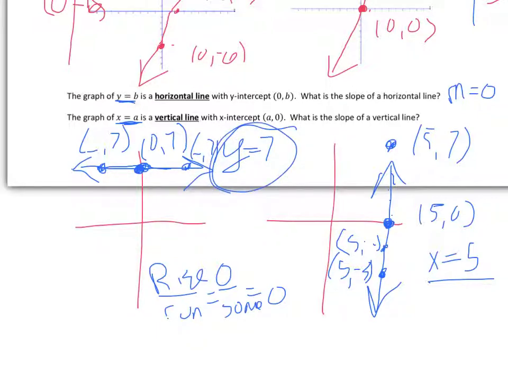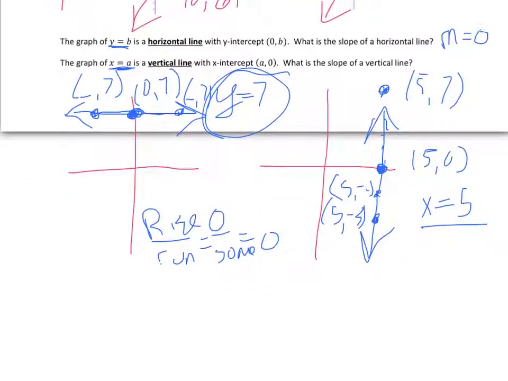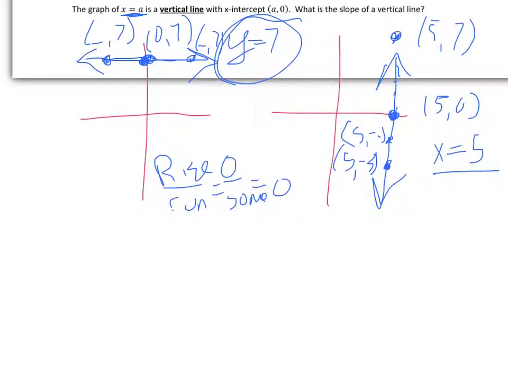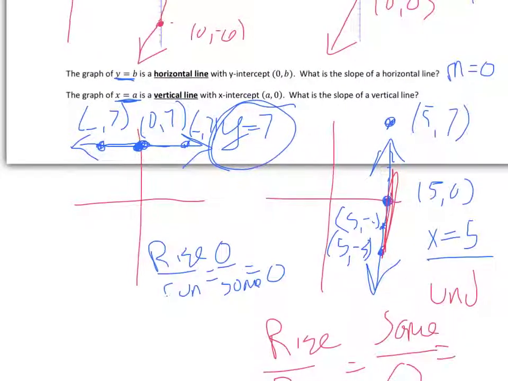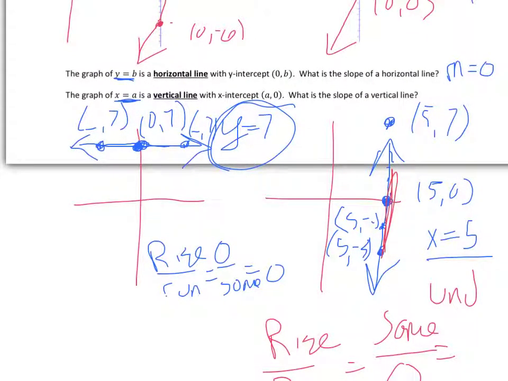Now, if we think about what the slope of a vertical line is, with rise over run, well, it's definitely rising, so it rises some. And it's definitely running 0. So any number divided by 0 that's not 0 is undefined. So what that tells us is the slope of a vertical line is undefined. So anytime we see the slope is undefined, we know that's a vertical line.